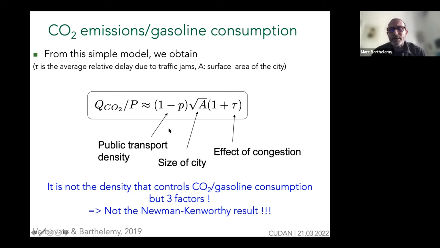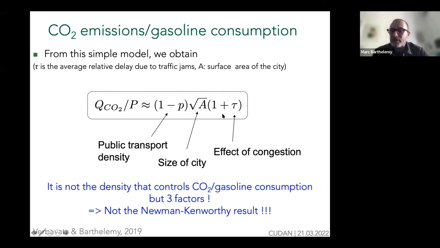The first term is the probability not to have a public transport density, 1 minus p. So in fact, the larger, the denser your network, the smaller this term. It means that, of course, if you have many, many subway stations everywhere, you have fewer and fewer people taking the car, and the gas used will be smaller and smaller. Okay, that's a natural term. Then there's the area of the city, the size of the city. Of course, the larger the city, the larger the urban sprawl, and the longer the distance. And then the larger the quantity of gas used, of course.